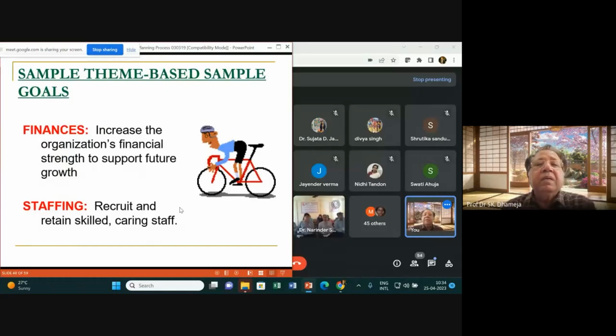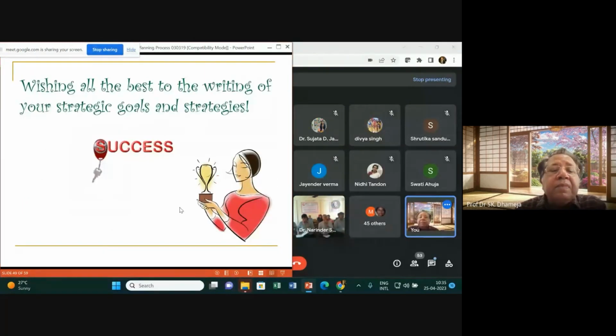Now there could be some theme-based goals also. Like a financial goal: increase the organization's financial strength to support future growth. This is specifically a financial goal, a theme-based goal. Or for staffing, like recruiting and retaining skilled caring staff. This is a specific goal meant only for staffing. So this way we do the goal setting exercise.